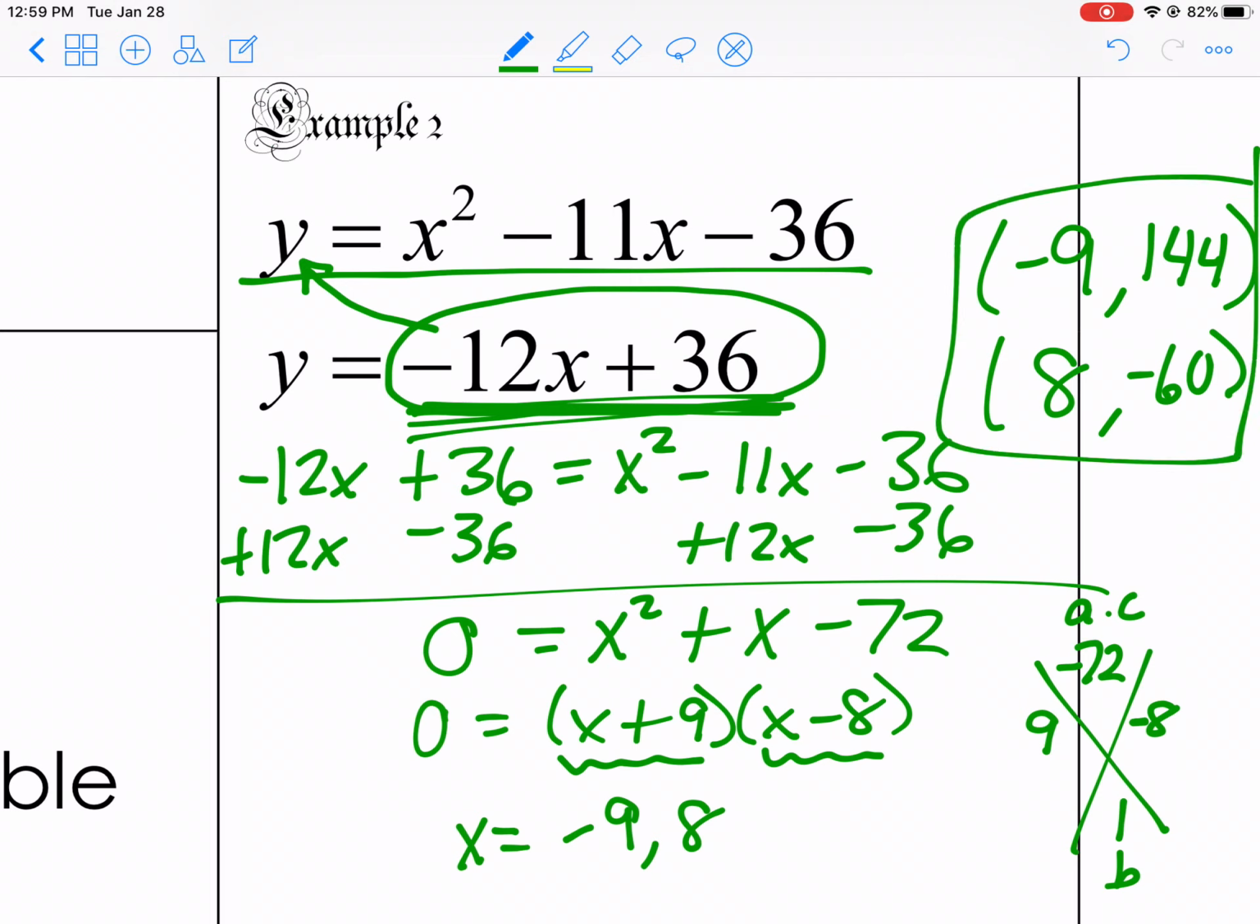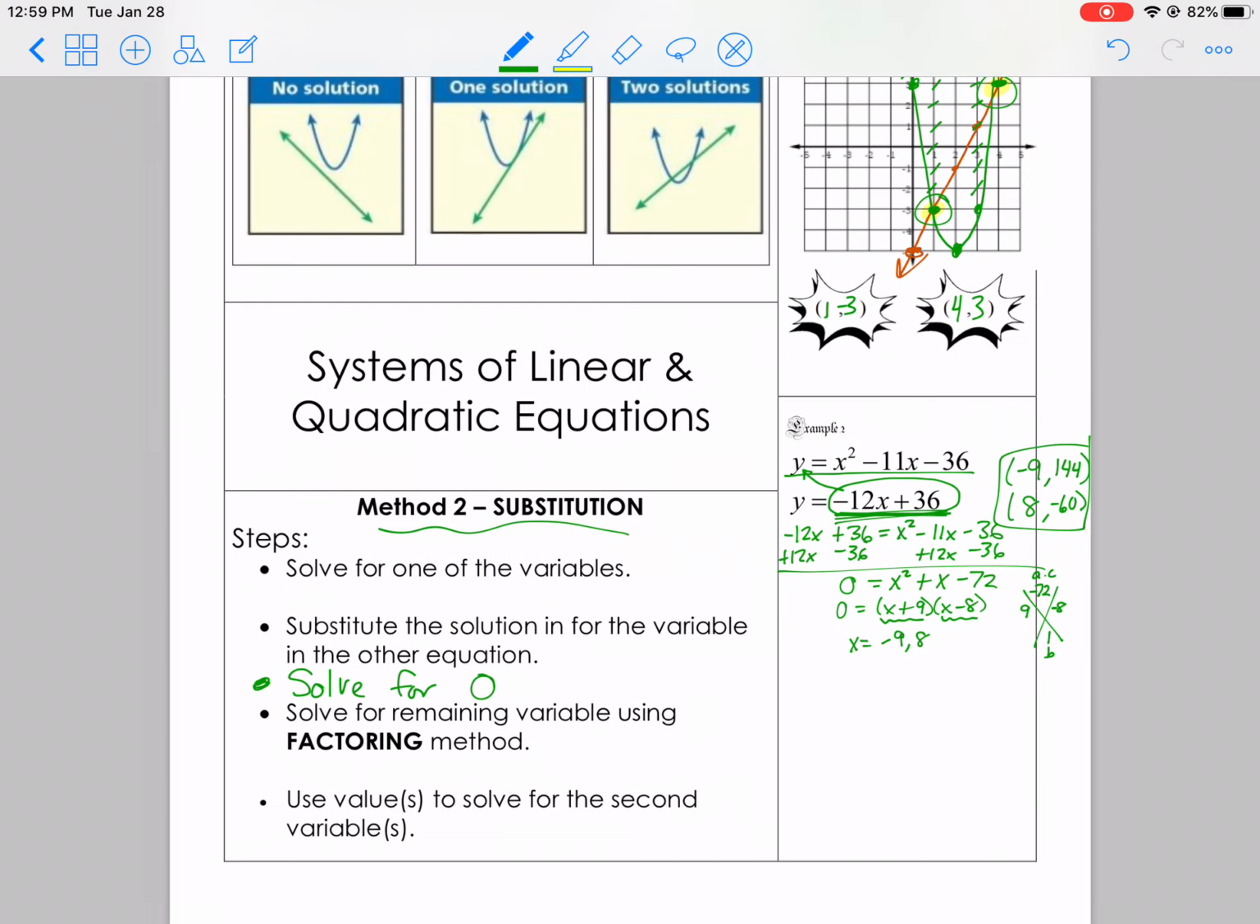And that's what the homework has, is just a handful of problems where you're solving a quadratic and a linear equation using substitution, right? We want to find out what x and y are in the two solutions, one solution, or no solution. Okay, good luck.